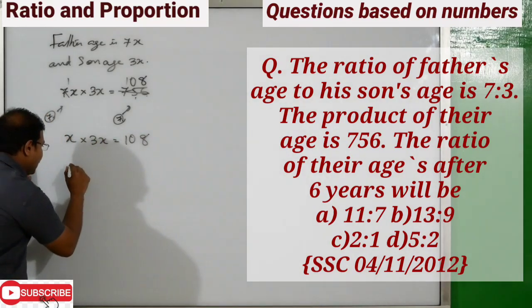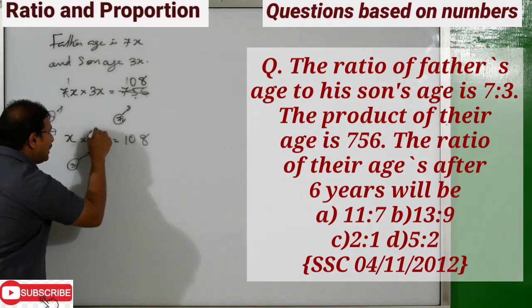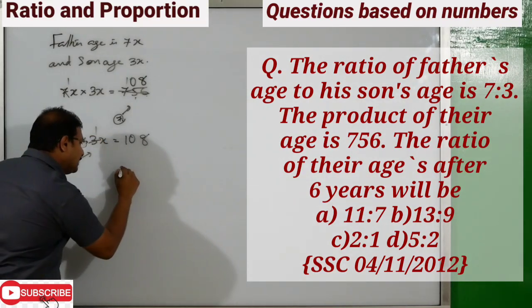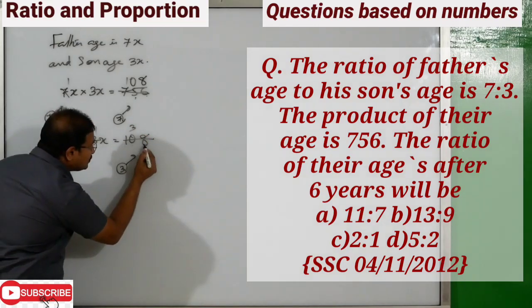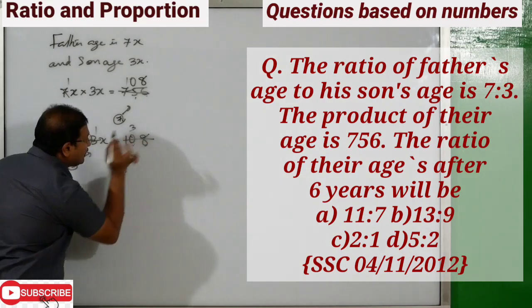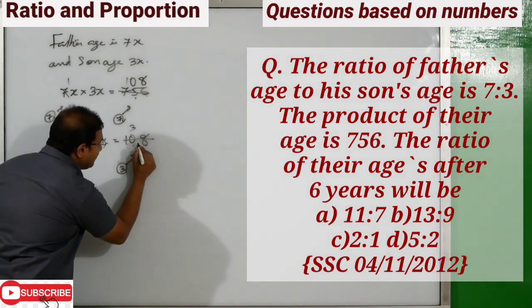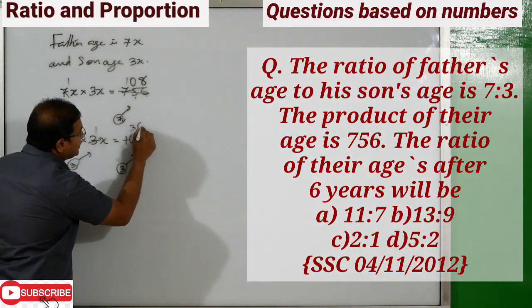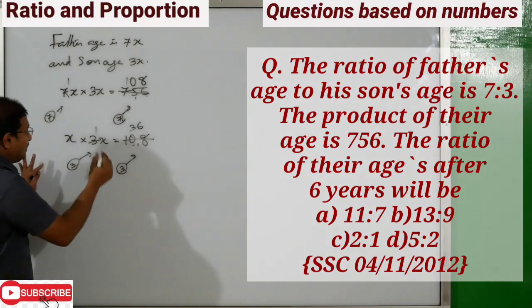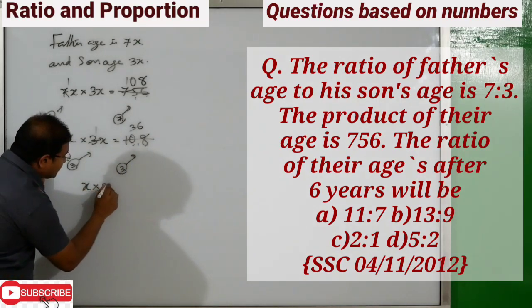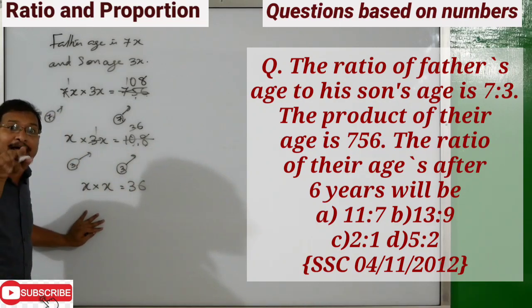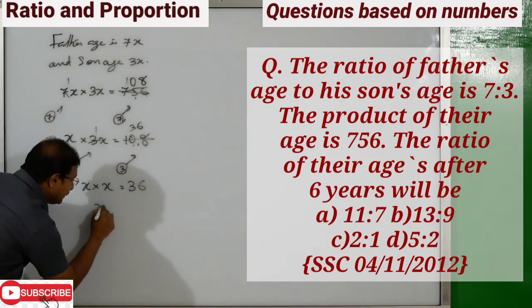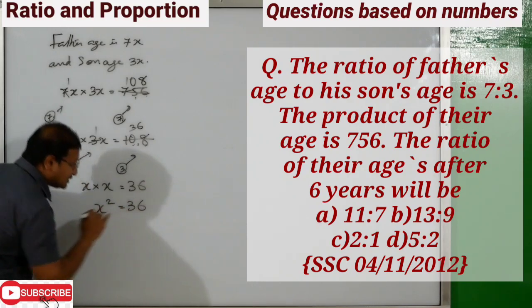Ready? Now we will cancel by 3. 3 ones are 3. When you cancel here by 3, 3 3s are 9. Balance is 1 because out of 10 we took 9. Balance is 1. That means 18. 18 means 3 6s are 18. That means now what you got? x into x equals 36. x into x means x square. That means x square equals 36.